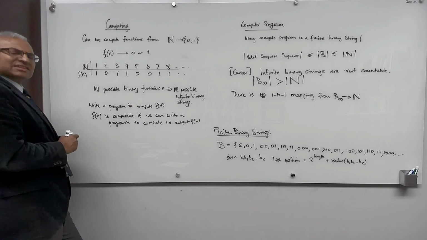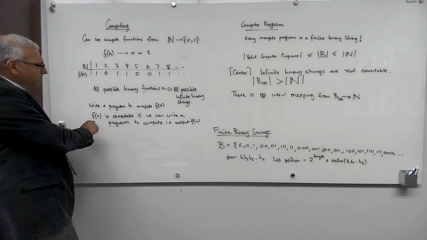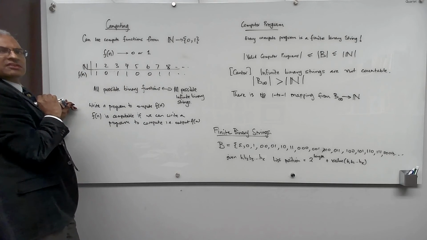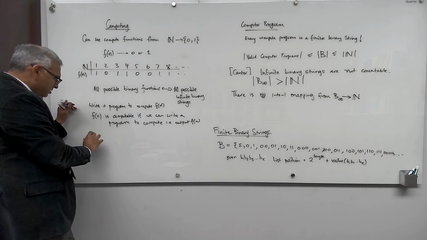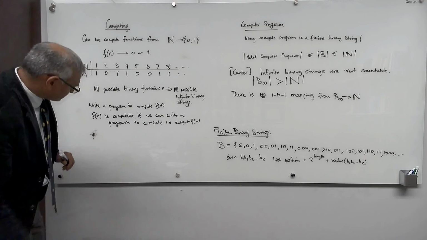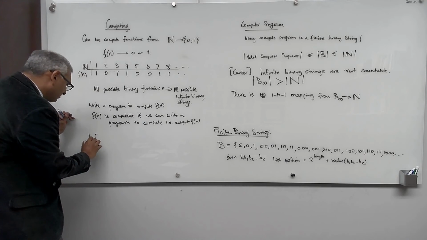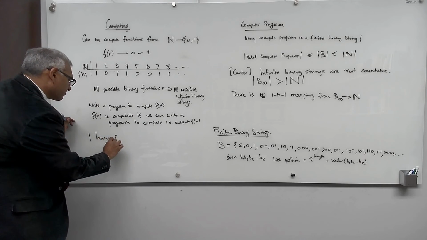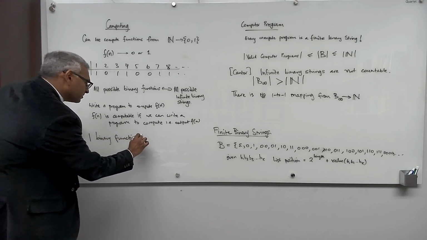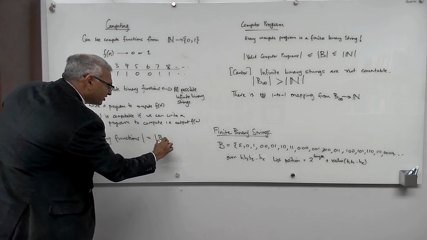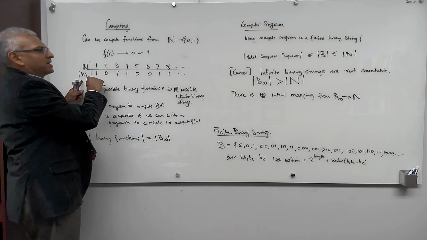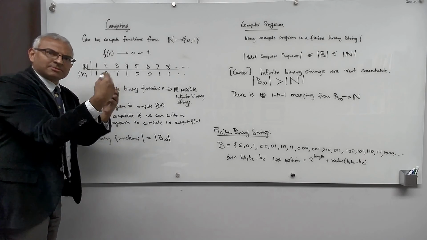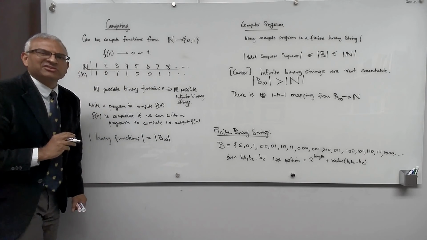Okay. But now comes the deadly blow. How many possible functions are there? Every infinite binary string gives me a possible function. So the cardinality of binary functions is basically equal to the cardinality of B infinity, because every binary function is given by an infinite binary string, and every infinite binary string specifies a binary function. So that's a bijection between binary functions and infinite binary strings.